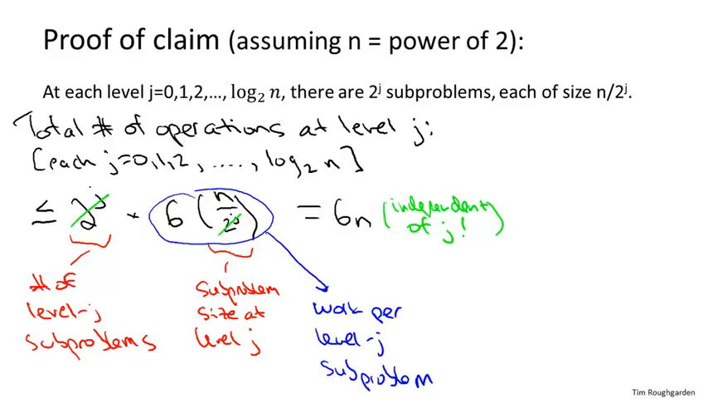Now, here's why that's so cool. We don't really care about the amount of work just at a given level. We care about the amount of work that merge sort does over all levels. But if we have a bound on the amount of work at a level which is independent of the level, then our overall bound is really easy.